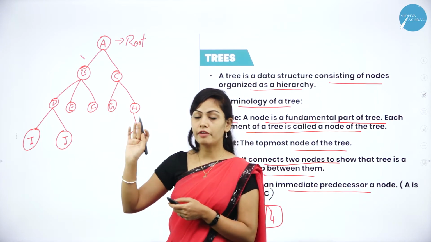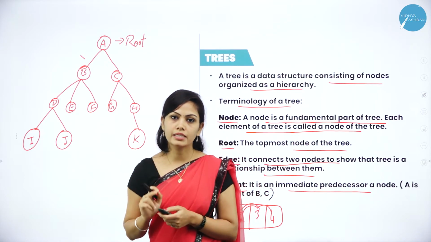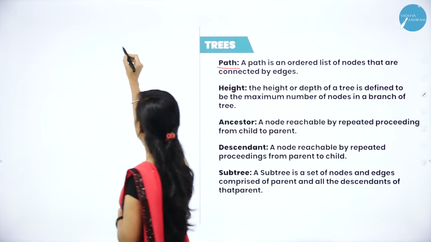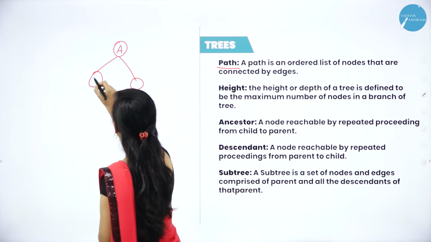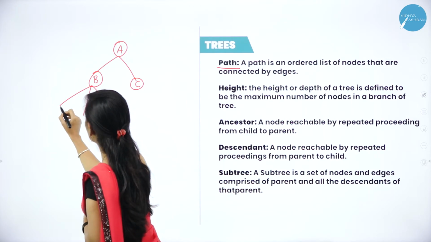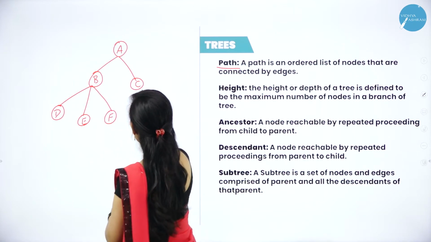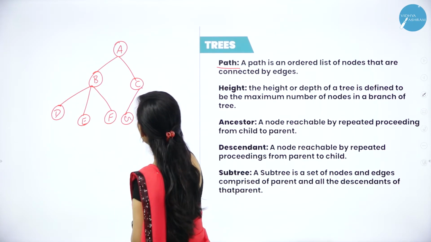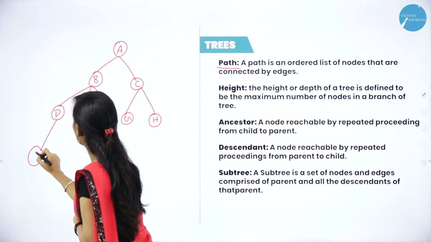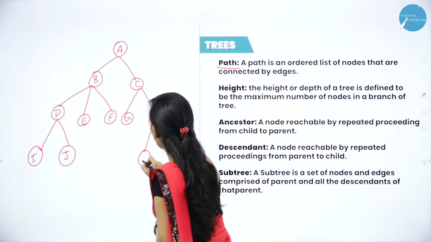Non-leaf means having at least one or more children, then we can call it a non-leaf or internal node. And next we have path. Here I will write the tree structure again. B and C are children of parent A, and B has three children D, E and F, and C has G and H, and again I, J and K.